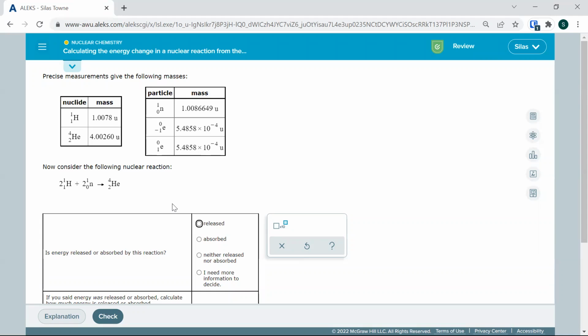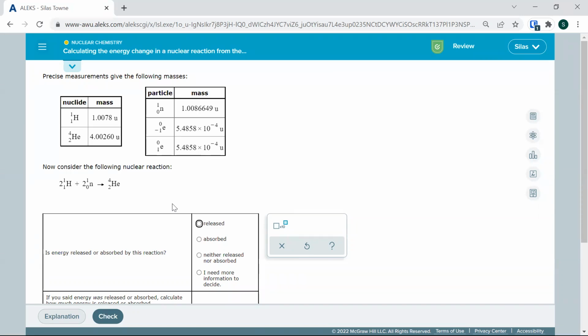All right, in this problem, we're going to look at calculating the energy change in a nuclear reaction. So a couple things are possible here. One is we can have energy released or absorbed. So how are we going to figure that out? Well, we're going to calculate the exact masses of the products and the reactants.